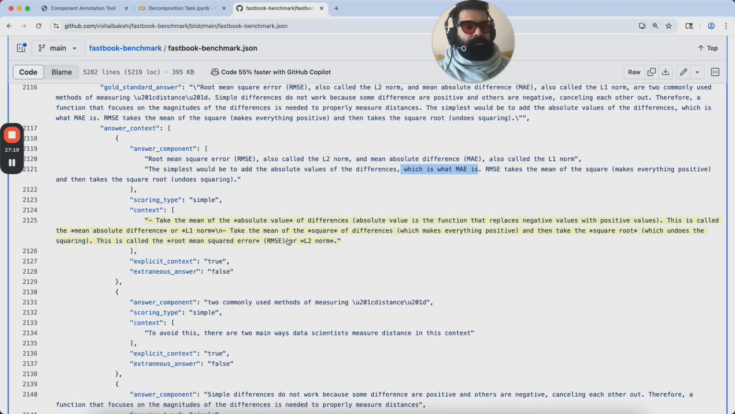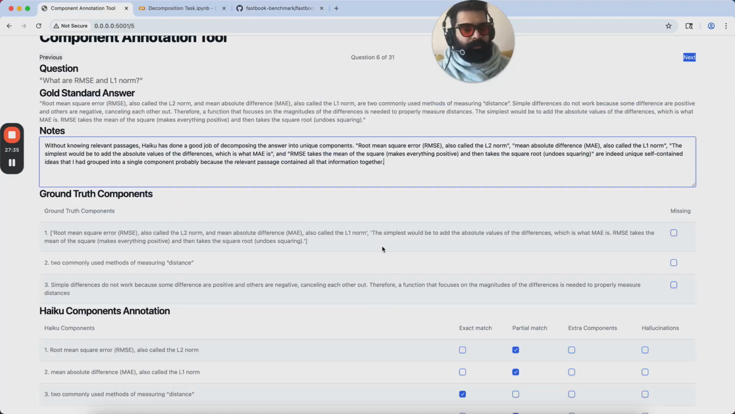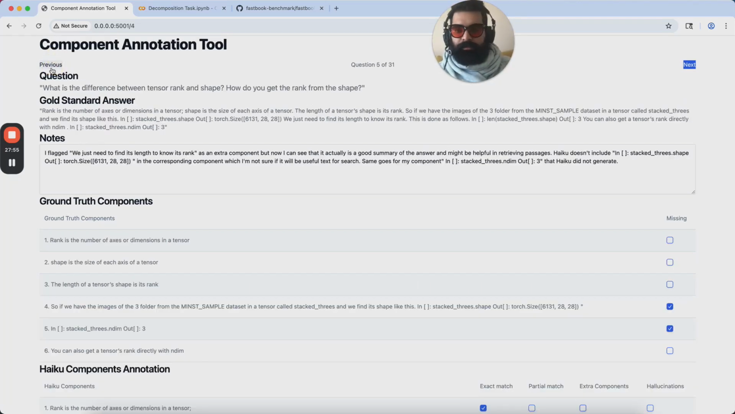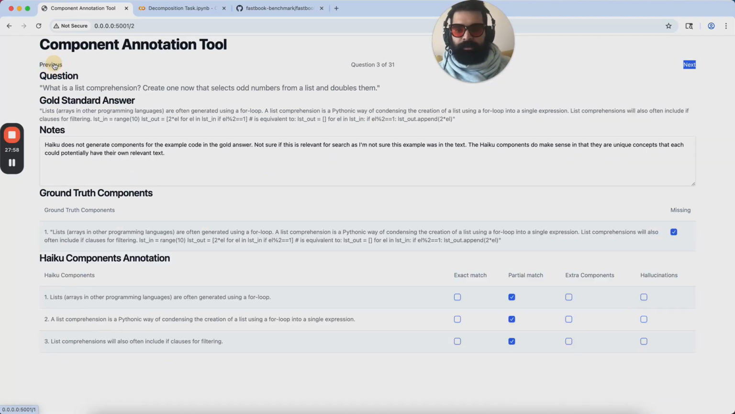This is called RMSE. So yeah, as you can see, these two components are similarly packed into here. And now that I'm looking at this, I just realized that this is actually a list. So I'm going to have to fix that in future evaluation. So if I go back, let's see if any of the other ones had that as well.